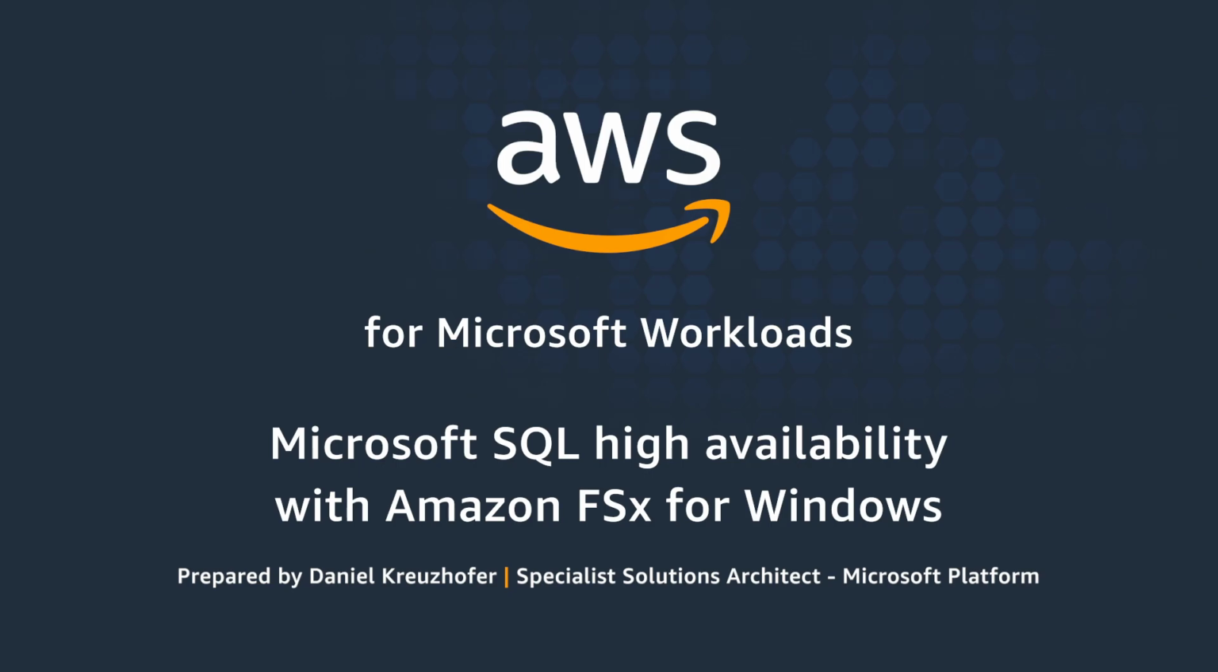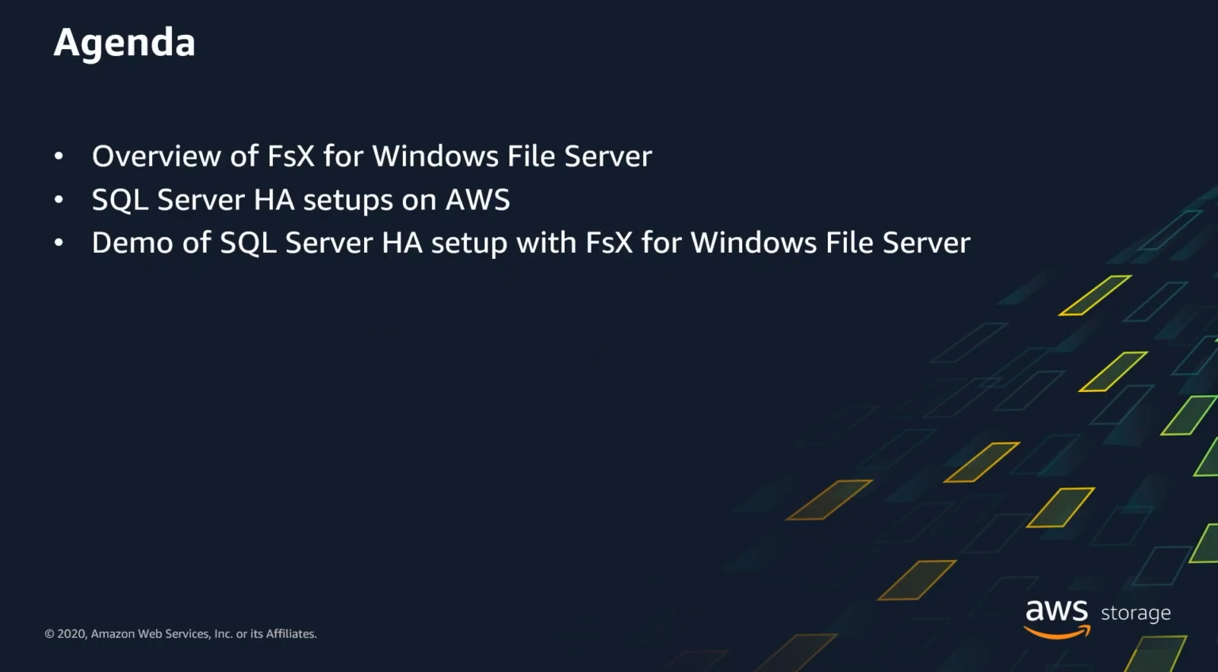Let's have a look at the agenda. We'll start with a brief overview of what FSx for Windows File Server is. Then we'll have a look at how customers are usually running SQL Server high availability setups on AWS and how FSx can simplify those. Then I'll show you a demo of a SQL Server high availability setup using FSx for Windows and how simple it is to set up a sample environment.